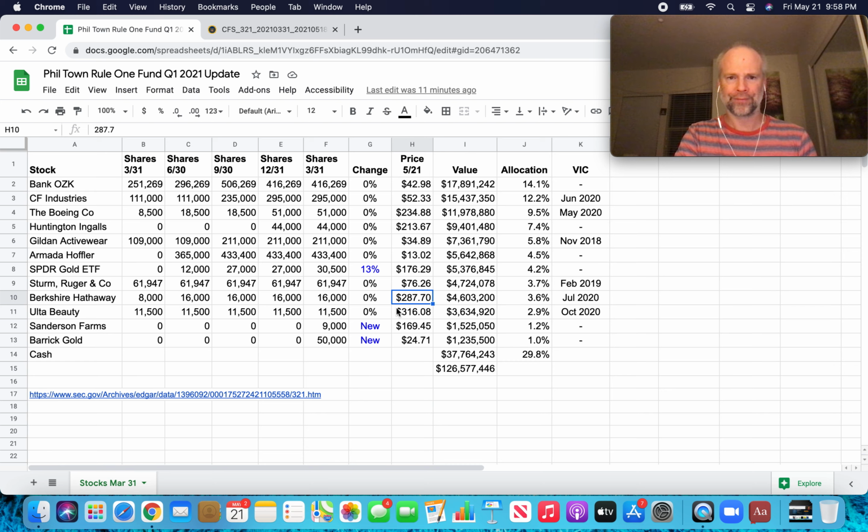Ulta Beauty. So again, no change with Ulta Beauty, still around 3% of the portfolio. Two new positions down here at the bottom, so just nibbles from Phil Town. Sanderson Farms, I'm pretty sure he had some put options sold for Sanderson Farms as of the last filing. So perhaps he was put these shares. But that's just over 1% of the portfolio. And I believe Sanderson Farms is chicken farming.